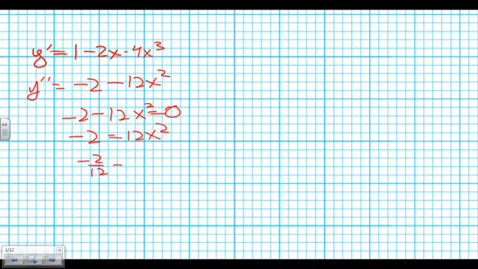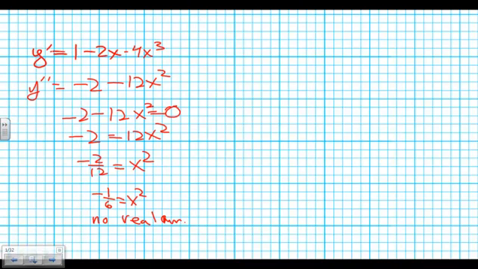No, it was negative, but when I pull it over to the other side, oh, it becomes a positive. So I get, when is x squared negative 1/6? Answer, there are no real answers here. Therefore, there's no places where the concavity changes. There's no inflection points. The next question is, so what kind of values do we get out of the second derivative? They're always, no matter what x we choose, they're always negative.